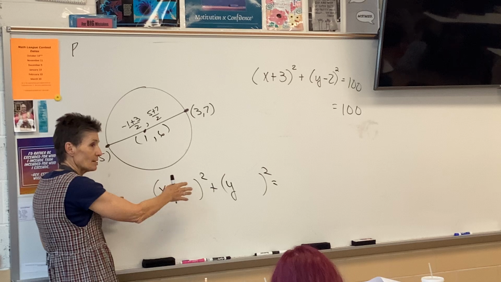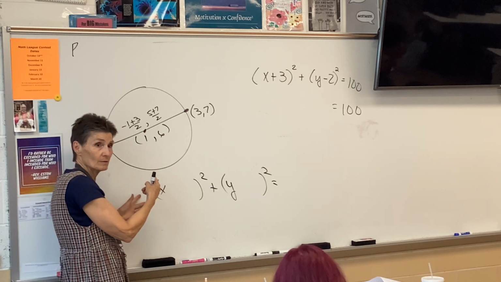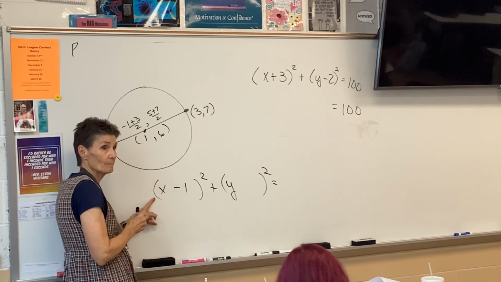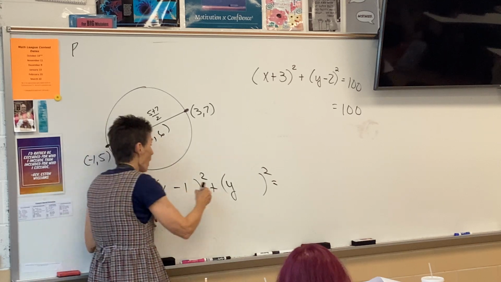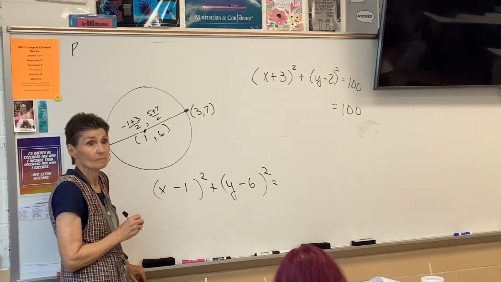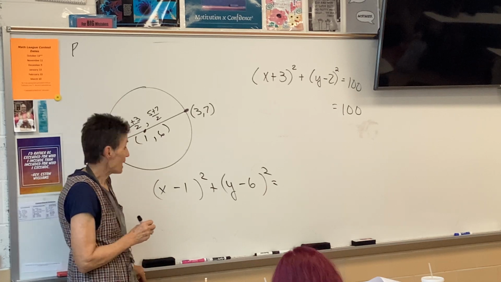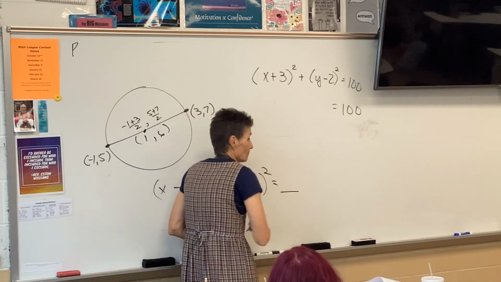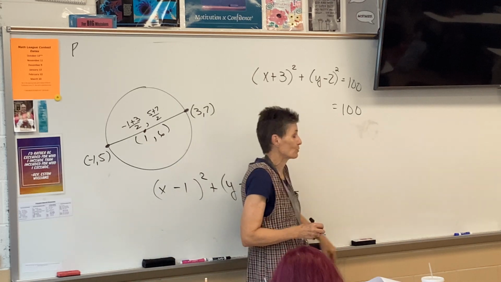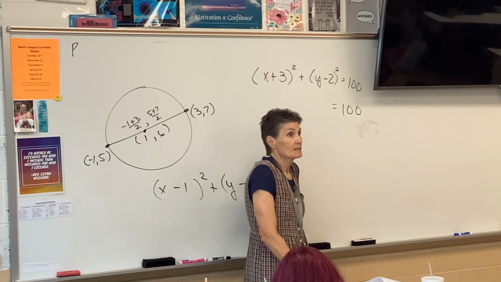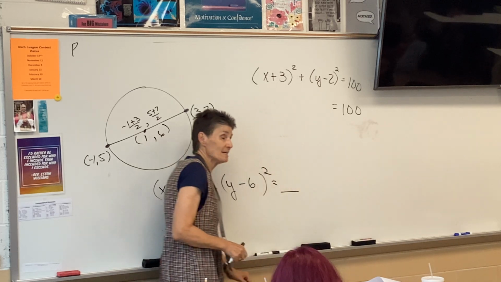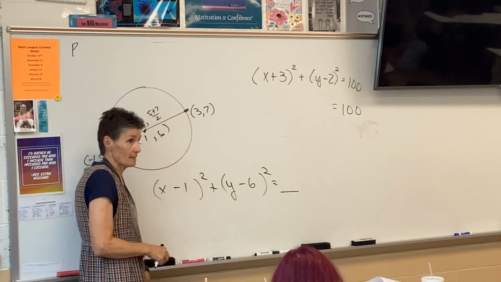Now, what does that mean in terms of my equation? That's the center. So x minus 1, y minus 6. So far, so good? Now it has to equal something. How did Christian get 100 over here? Why was that 100? Because I squared the radius. Okay? So I need to find the radius.